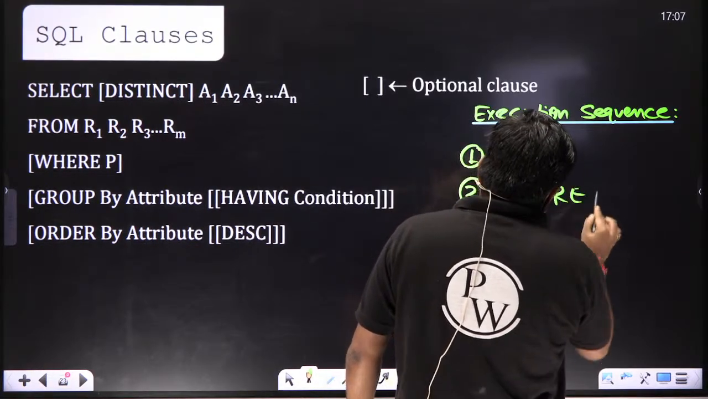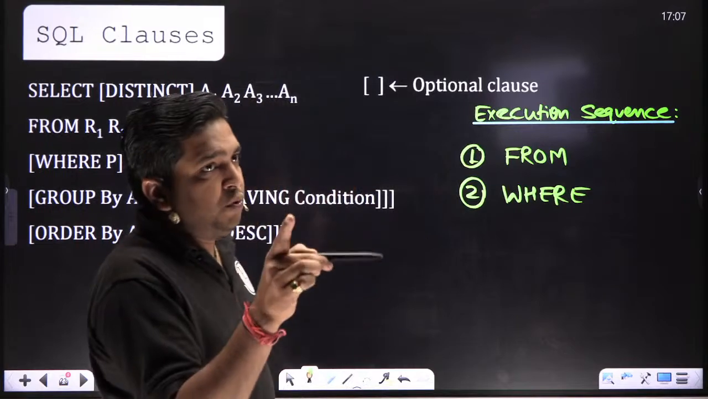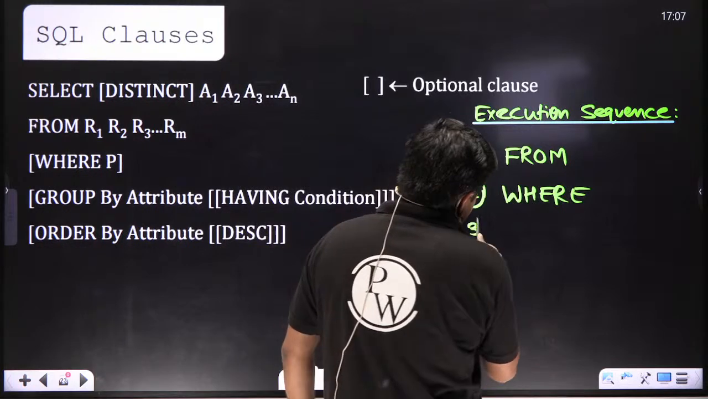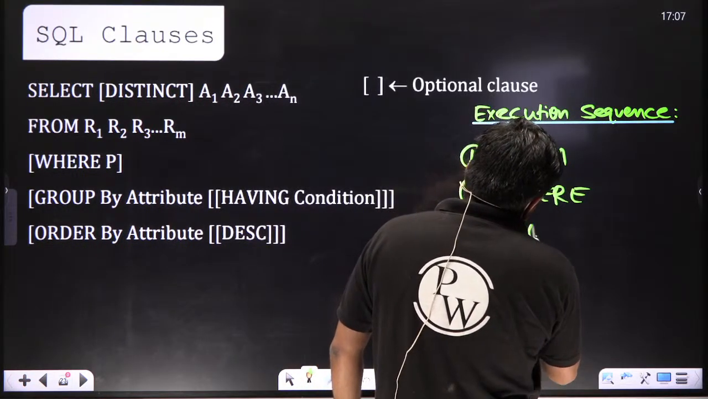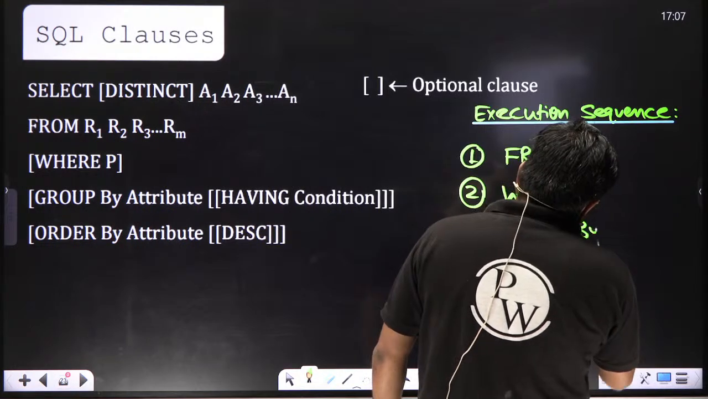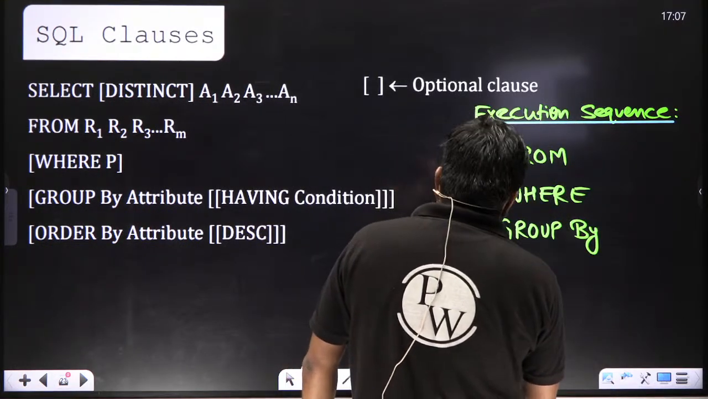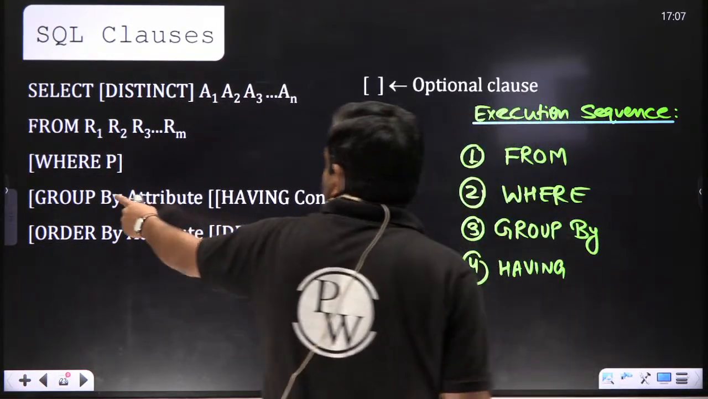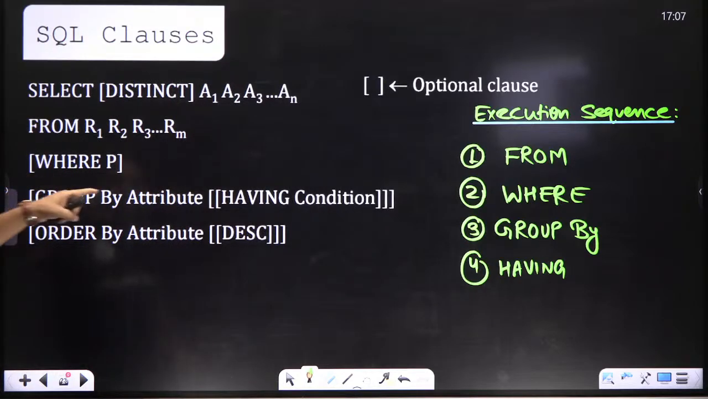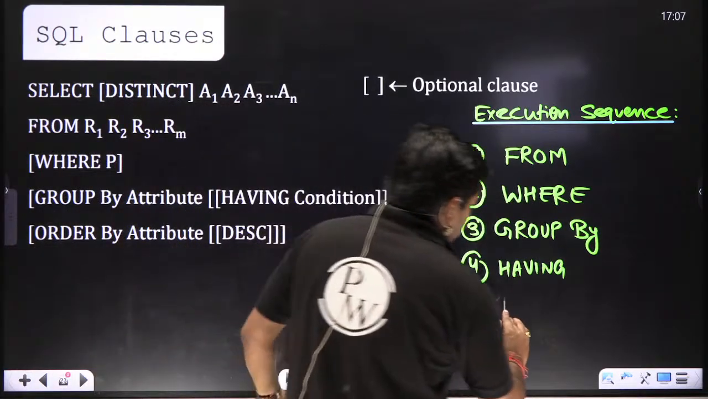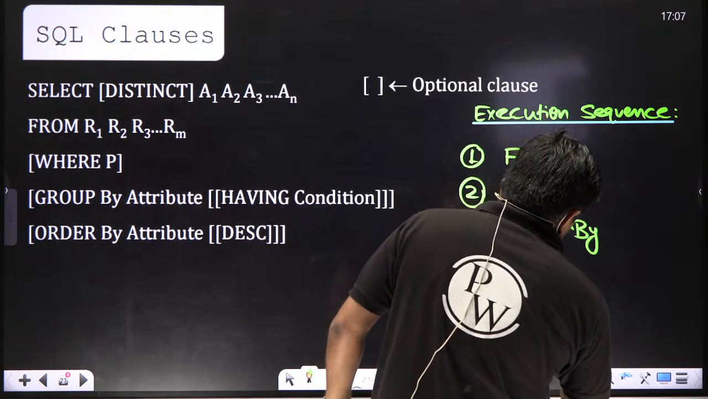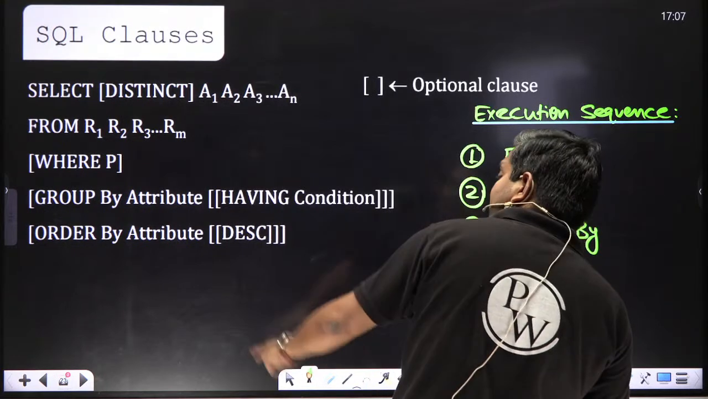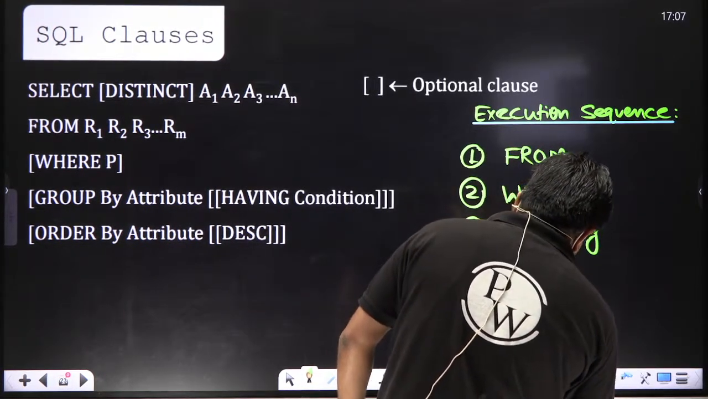Next clause is what? Where. It is the second executable clause if used in the query, because it is optional. Third one, group by. Fourth one, having. First from, where, group by, having. After that you will get select. In the select you can then use distinct. After that, after distinct, you can apply order by.